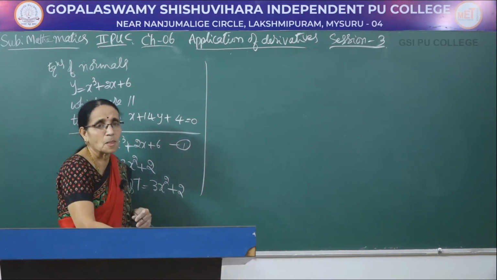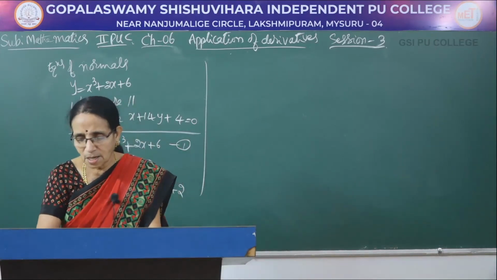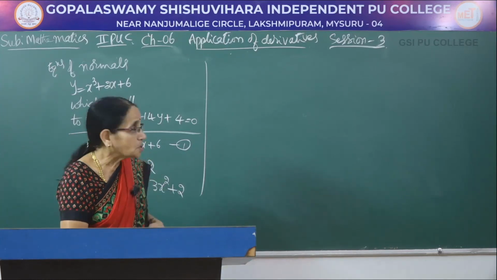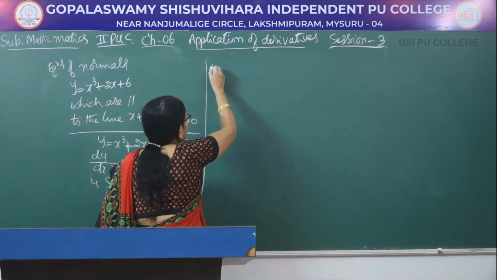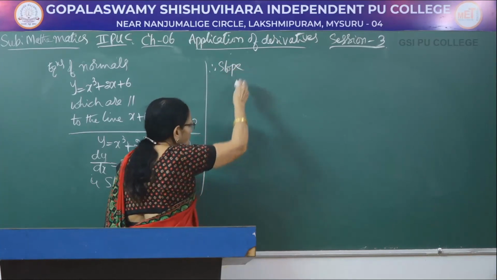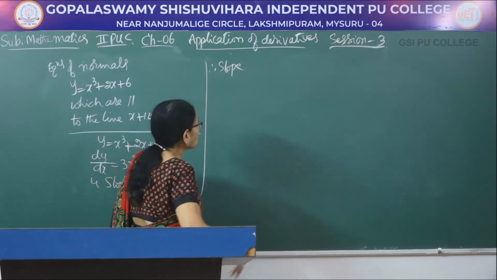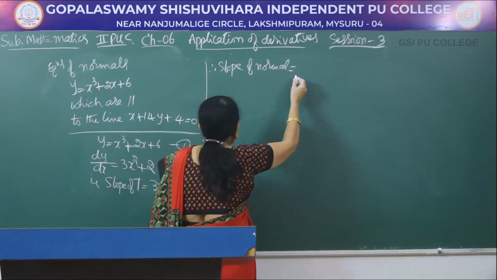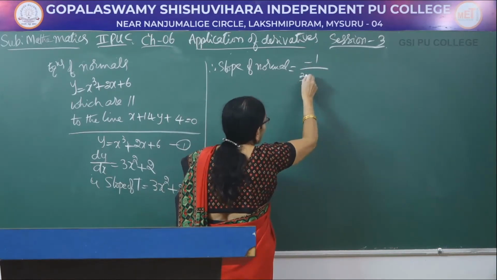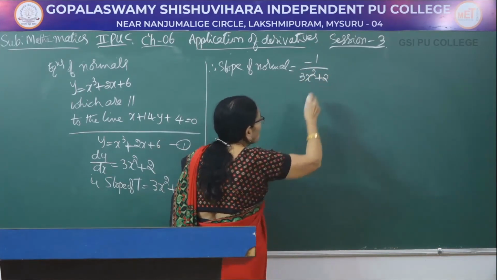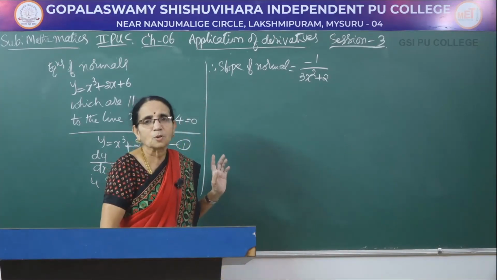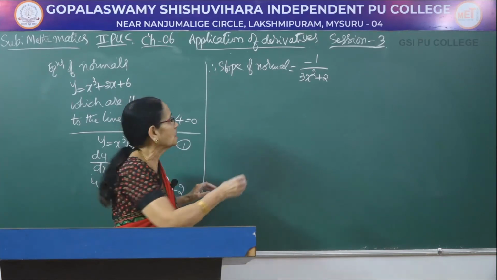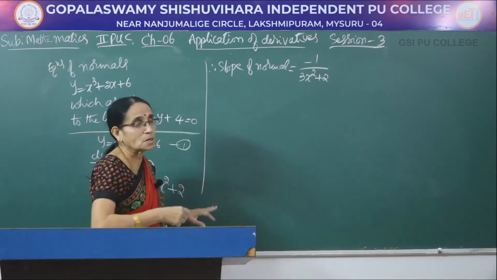Now, when the slope of the tangent is given to you, you can calculate the slope of the normal. I told you just now it is a reciprocal. Therefore, you write the slope of the normal is, take the reciprocal, change the sign, minus 1 by 3x square plus 2. So 3x square plus 2 was the slope of the tangent, minus 1 over that number is the slope of the normal. Now, come to the next part of the problem.